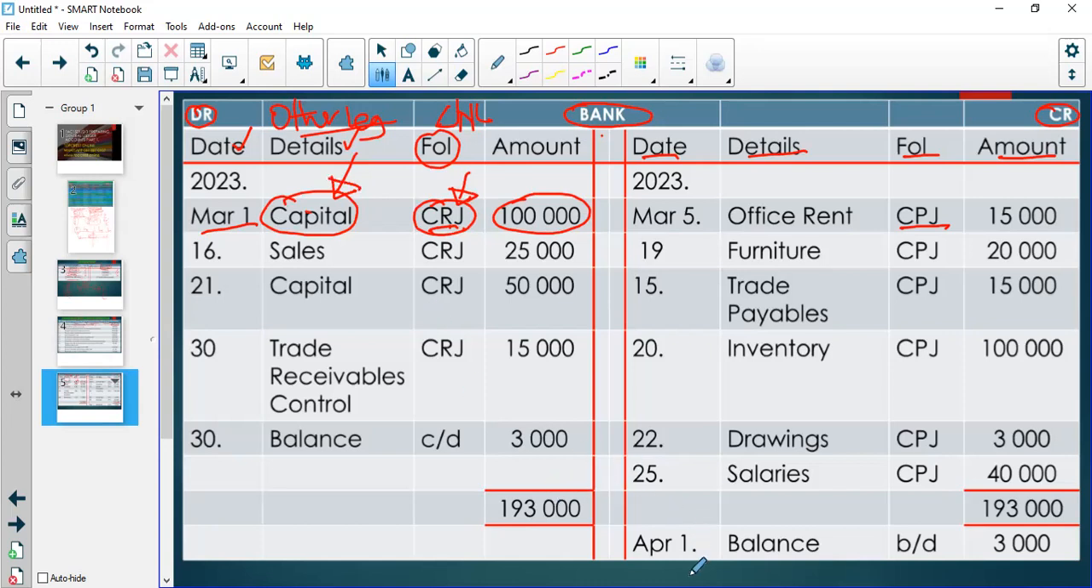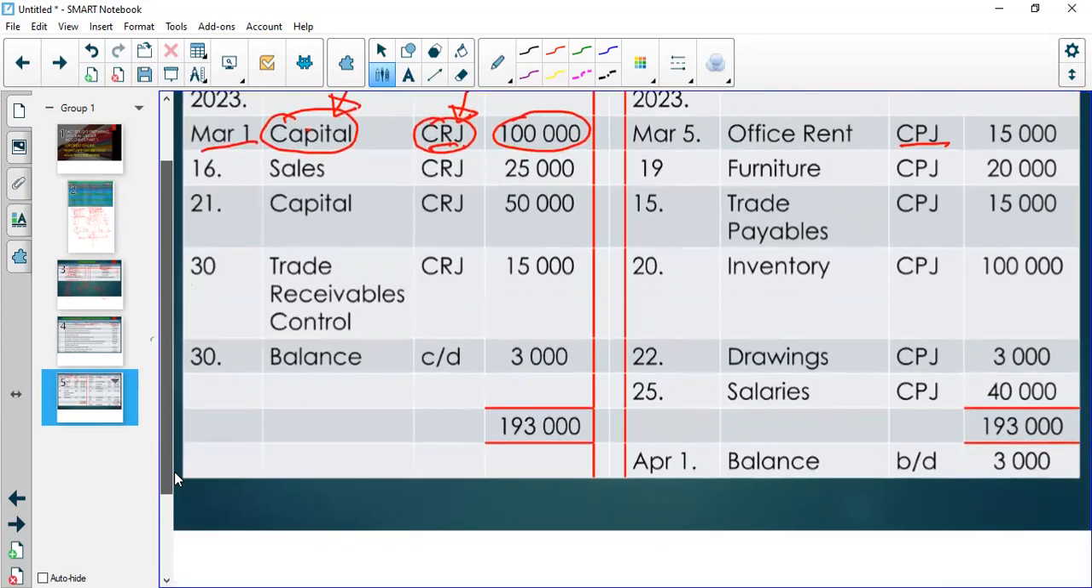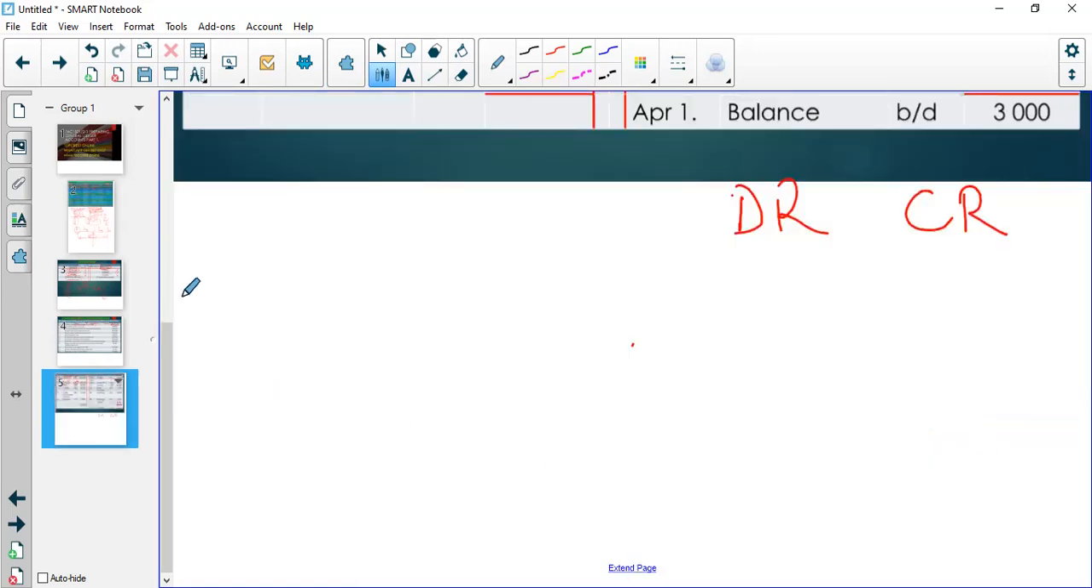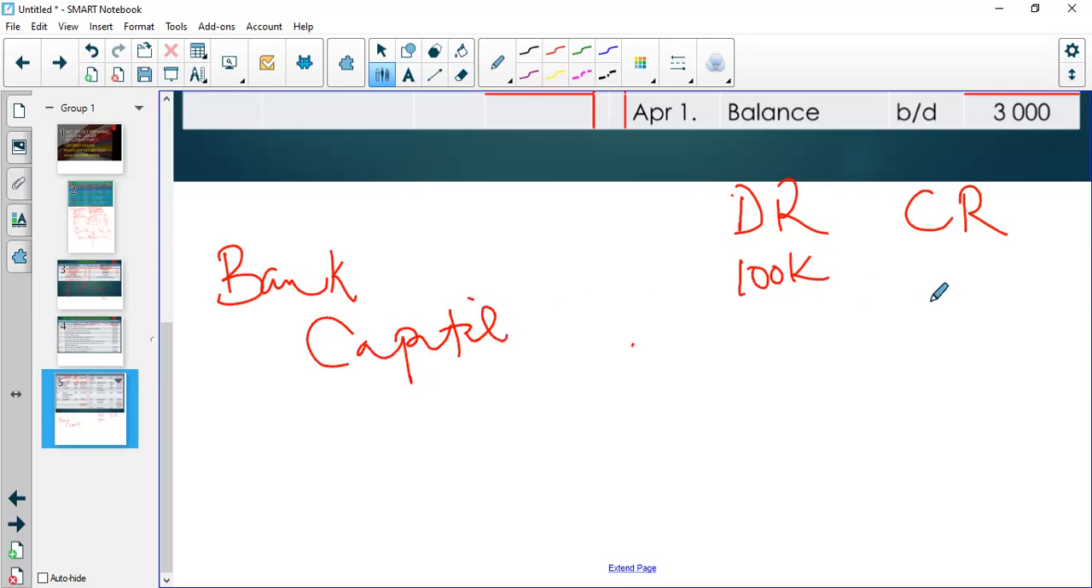So if you want to do a journal, sometimes they want you to demonstrate how this was done in the journals. So you would say bank, if you are going to make a general ledger entry in the journal, you would say bank is 100,000. And then you have capital is 100,000. Right, like that.